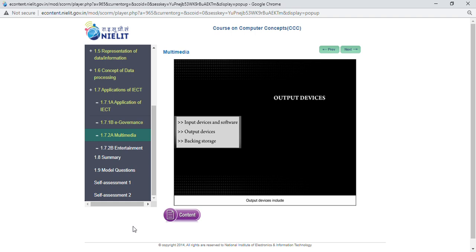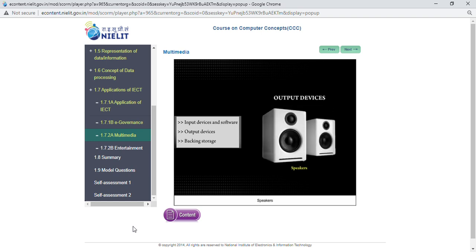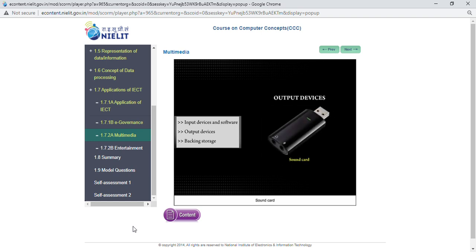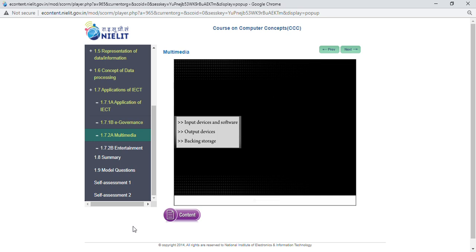Output devices include monitor, speakers, sound cards, data projectors. Backing storage. To store a multimedia presentation, the user needs backing storage. Some of the devices used for backing storage are hard disk, floppy disk, compact disk, USB flash drive.